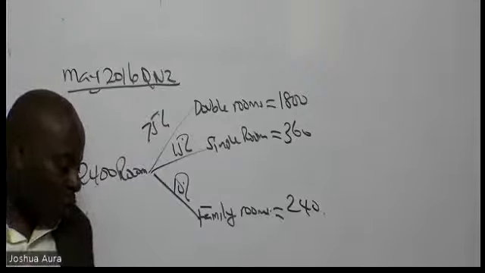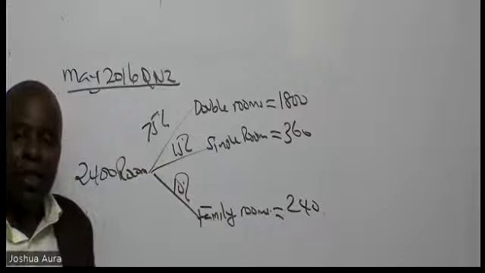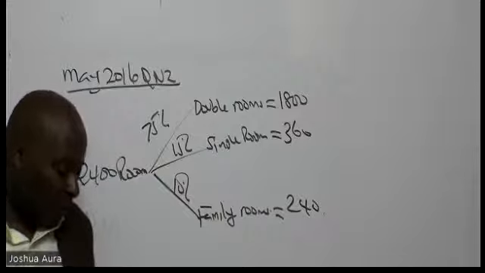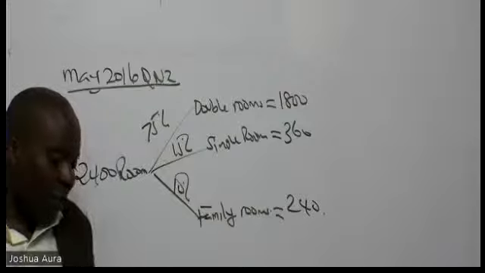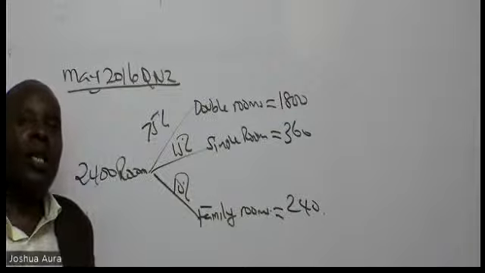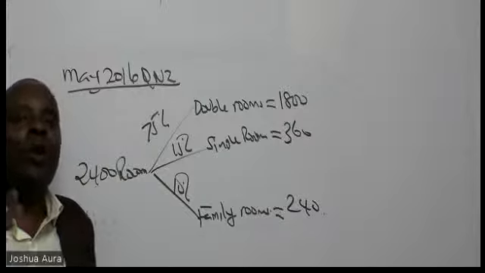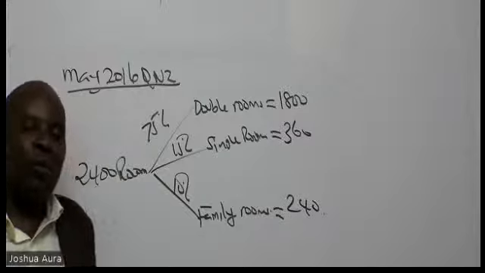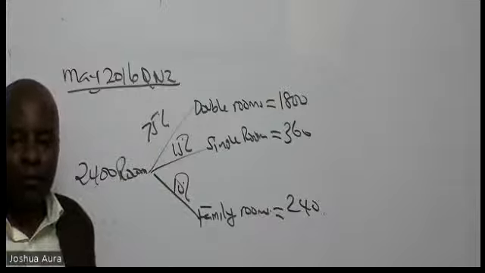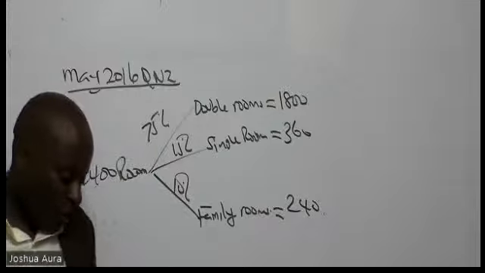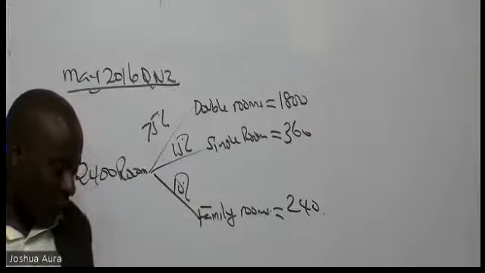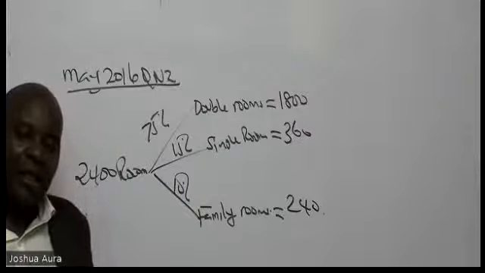Number of guests per room. Double rooms, 2. Single rooms, you cannot sleep with somebody there. Single rooms, 1. Family rooms, 4 people. Note, when occupied, all rooms will contain the number of guests as above when occupied. So you can't come and tell us, you know what, I'm rich, I want a double room and sleep there alone. No, for us, if it's a double room, 2 of you must sleep there. Great. So you're told there, variable cost per guest per night, 1,000.